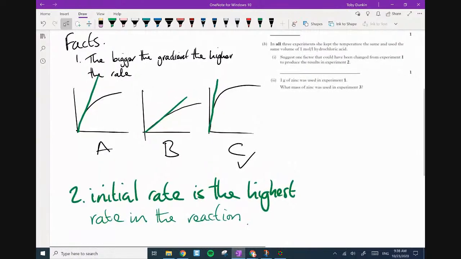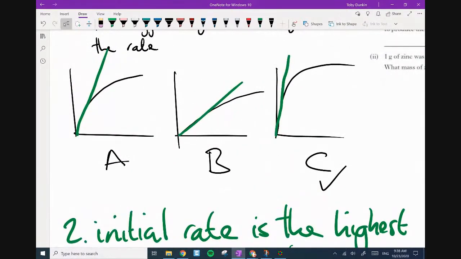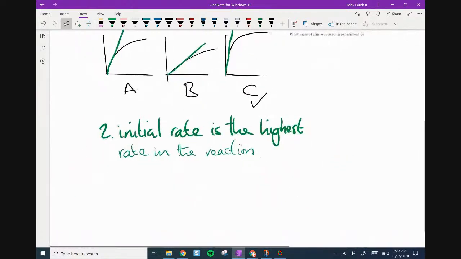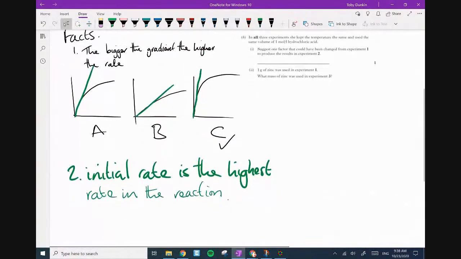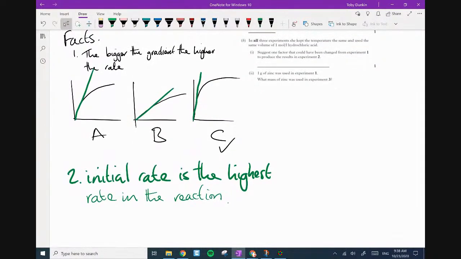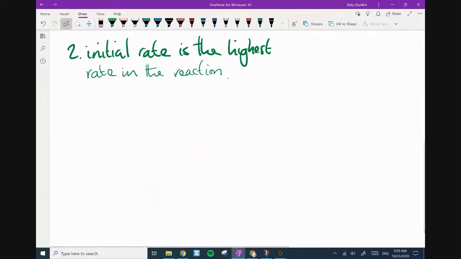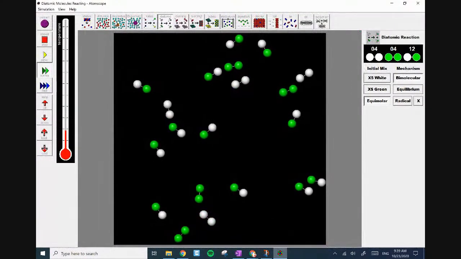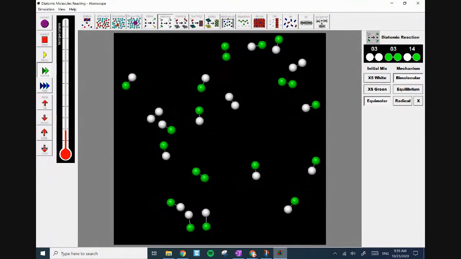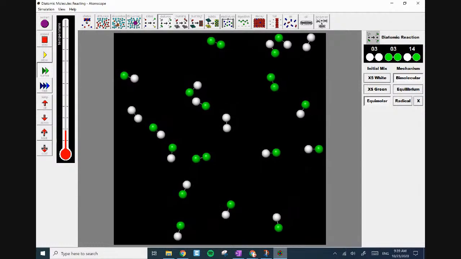Okay, just for fun on the chat, which one of my reactions, A, B, or C, had the lowest rate? So we've now got the initial rate, and we can compare these by just looking at the gradient and saying which one's going to be quicker. And it's really obvious in my eyes. Okay, so next. Another one's just happened. There we go. Look, they're still reacting at this temperature. It's just taking forever.